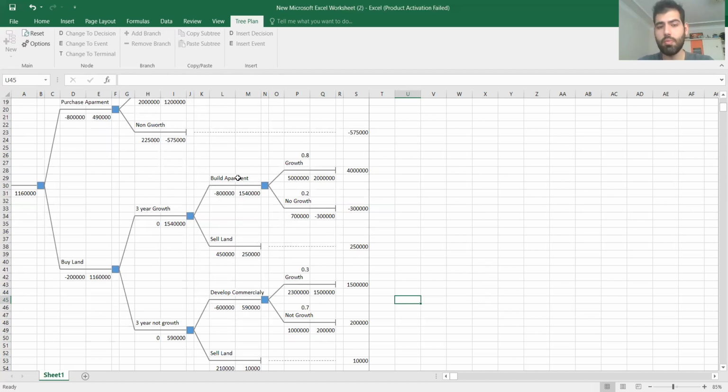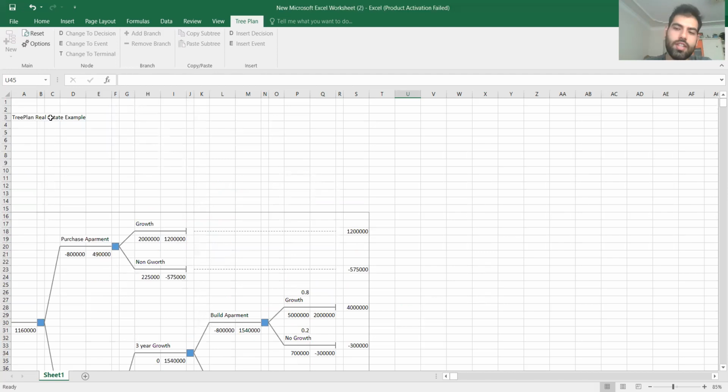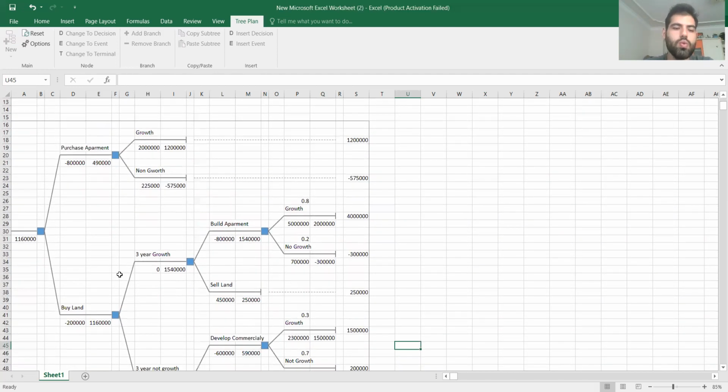And also we build an apartment and that apartment will grow at 80 percent. And that's why we're making more profit than the other sites. So inside of our tree plan real estate example, we need to choose to buy a land, wait 3 years, build an apartment, and growth.